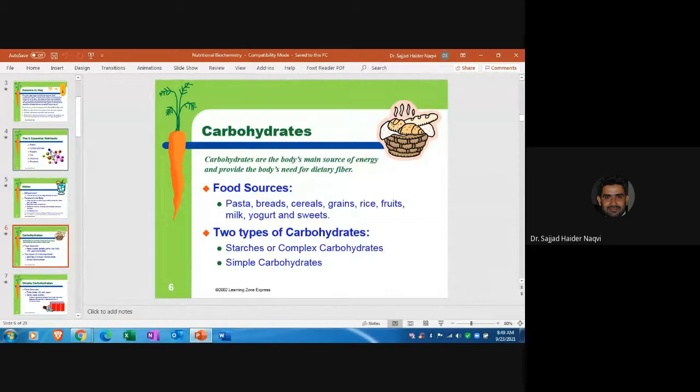There are different food sources of the carbs which are mentioned here: pasta, bread, cereals, grain, rice, fruits, milk, yogurt, and sweets. Broadly classifying, when it comes to the diet, carbs are divided into two types, which are called complex carbohydrates, which include starches like starch, glycogen, etc. And then simple carbohydrates, which could be mono- and disaccharides in the form of the sugars coming from fruits, etc., etc.